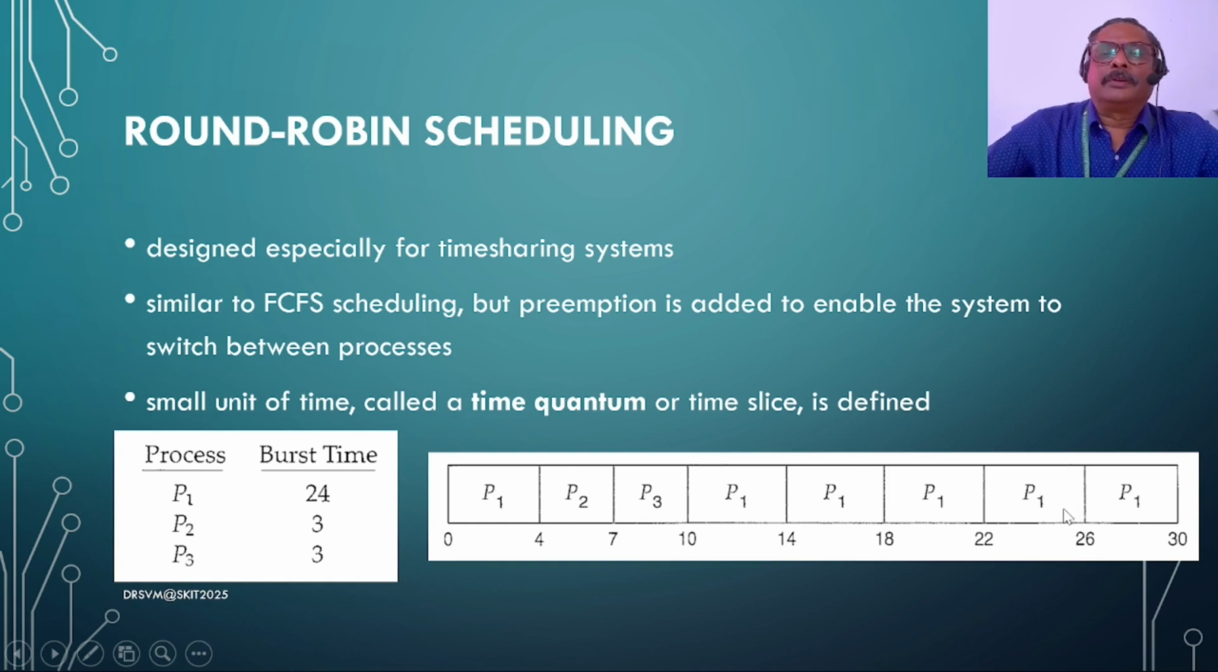So 6 quanta. Now what is happening, if you look carefully, from the user's point of view, if the user is working with P1, then the moment the system starts, P1 comes into life.